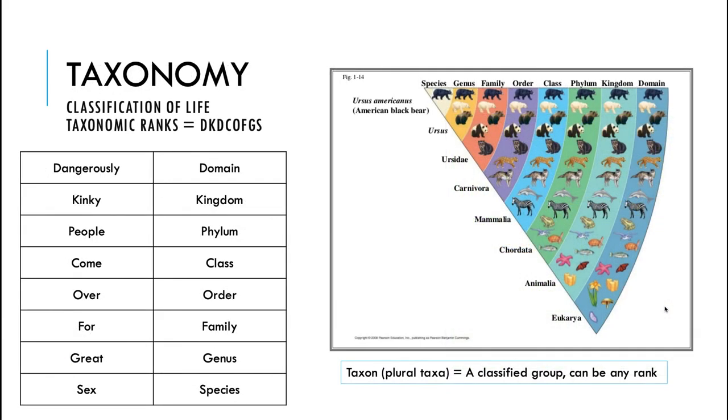All right, so how in the world are you going to remember this taxonomic ranking? Because you're going to have to remember it. So I have a saying for you. My teacher in high school used to tell us that if you teach something related to sex, drugs, or alcohol, you will never forget it. So we have domain, kingdom, phylum, class, order, family, genus, species, which you could equate to dangerously kinky people come over for great sex. So there you go.